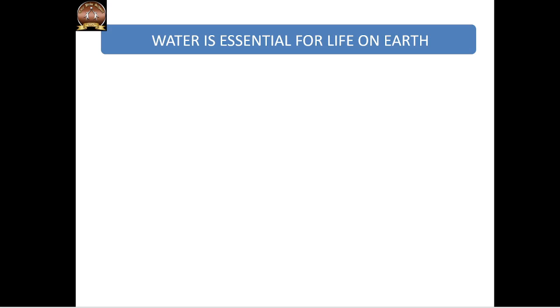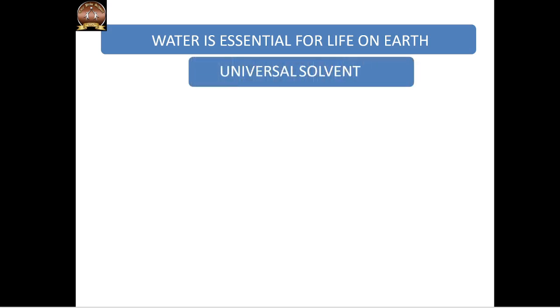Now, water is essential for life on Earth. Why do we say that water is absolutely essential for life on Earth? Because you've learned that water is a universal solvent, and this means that almost most of the substances around us can easily dissolve in water, or at least can dissolve in water up to some extent.